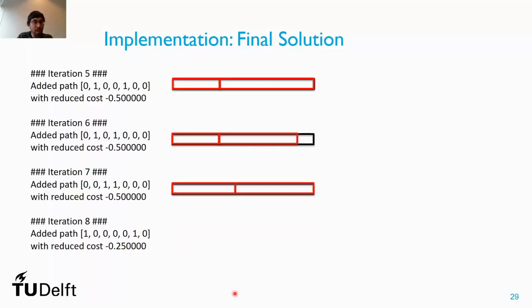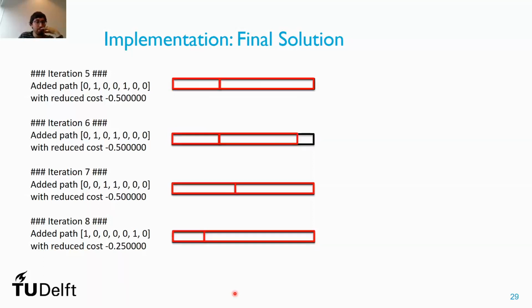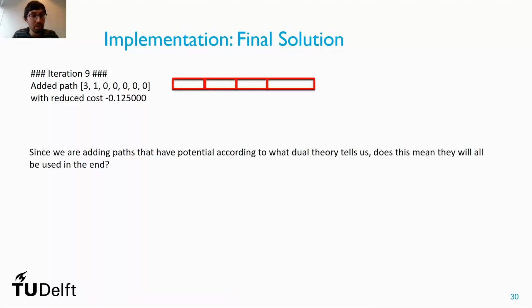And as you see, usually it's like this. The reduced cost increases, so it gets worse given our goal as iterations proceed. And this was the last iteration where column generation was activated. So now we had our initial set of paths, and we added 9 because we had 9 column generation iterations. But since we're adding paths that have the potential, according to dual theory, to be useful, does this mean that they will all be used in the end? Of course, it's a rhetorical question.